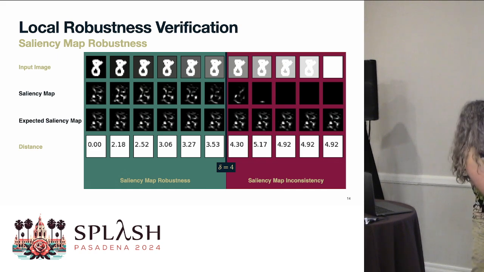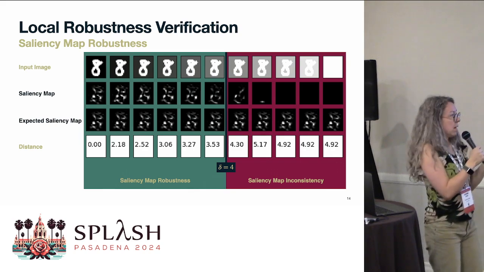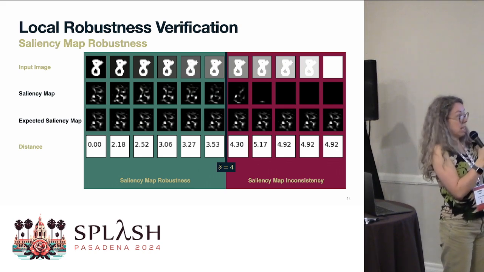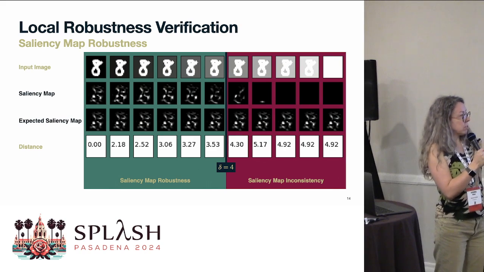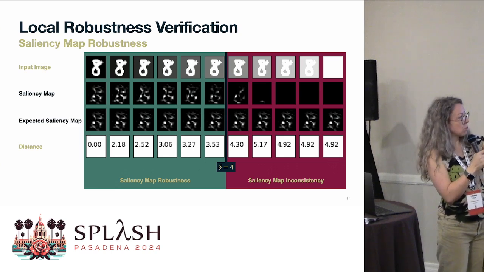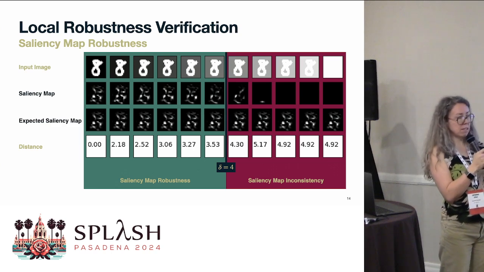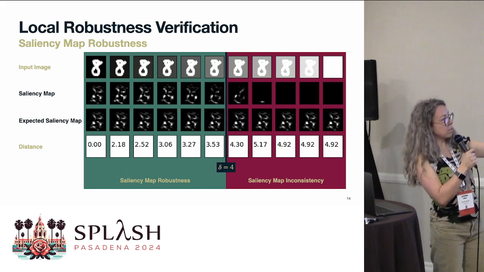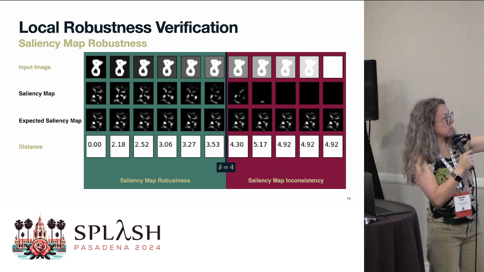So basically we have the original saliency map. We can also apply the transformations to that saliency map, and then we can compute the distance between the expected one and the actual one that we get. Beyond a certain threshold, maybe we don't trust it. The distance is too much, and so we say that this is inconsistent and we cannot trust this classification anymore beyond this perturbation point.